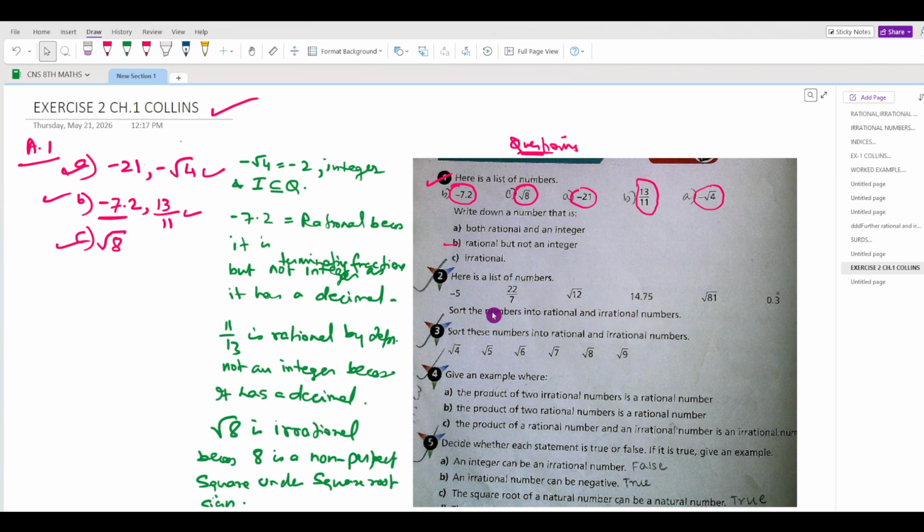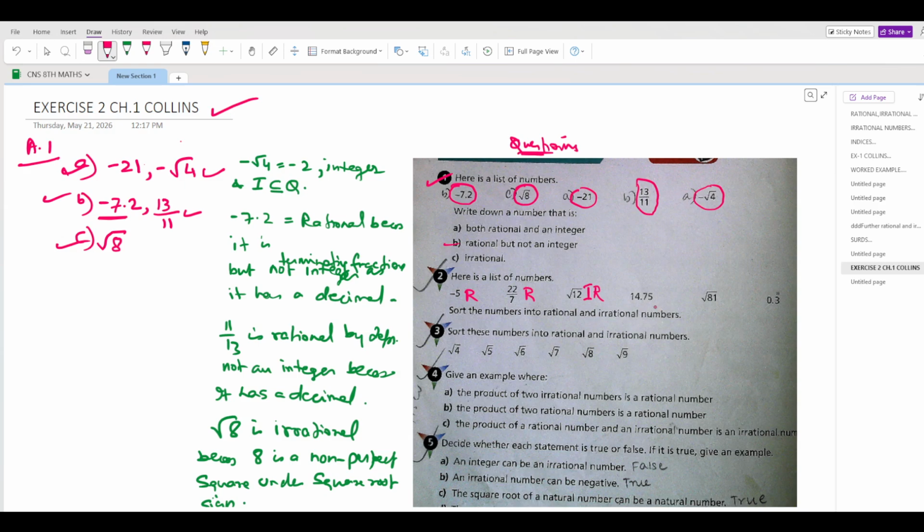Okay, fine. So -5 will be rational. Here only I'll write the answer: -5 is rational because it is an integer and all integers are rational. 22 upon 7 is a fraction with a non-zero denominator, so again this is also rational. Root of 12: under the square root sign, 12 is a non-perfect square, so it will be irrational.